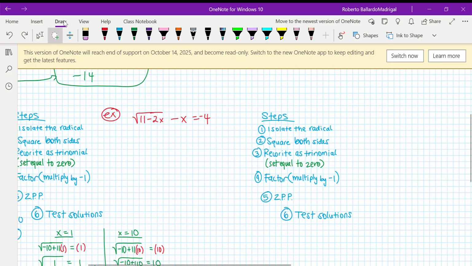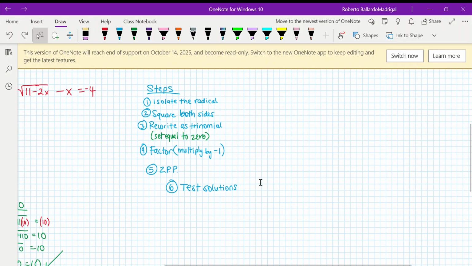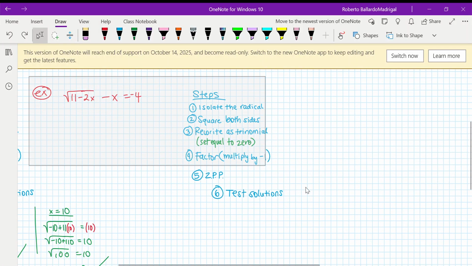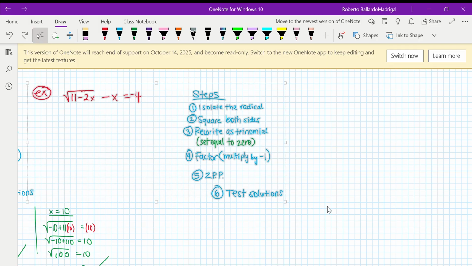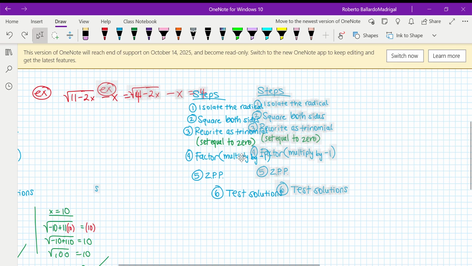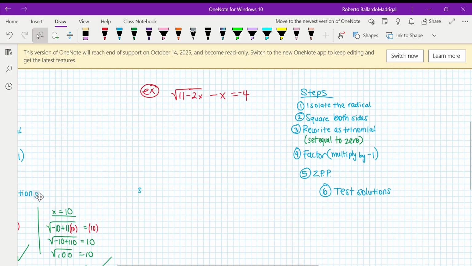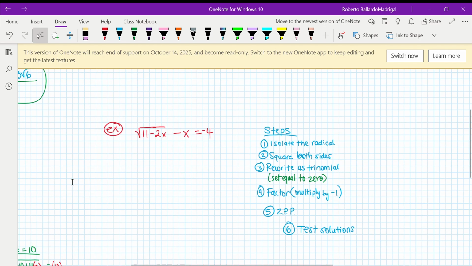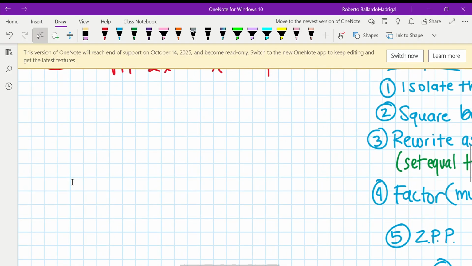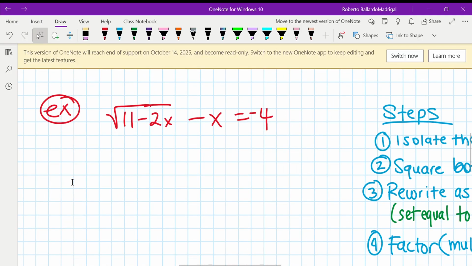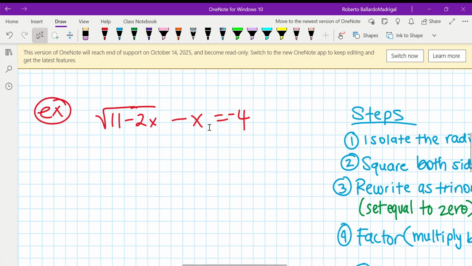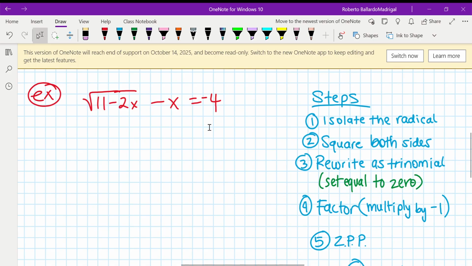Let me move this a little bit to the side. I feel like I'm a little cramped. Okay, let's start with the first step. So if we look at the first step, it is to isolate the radical. So I want to get radical 11 minus 2x by itself. How do I get radical 11 minus 2x by itself?